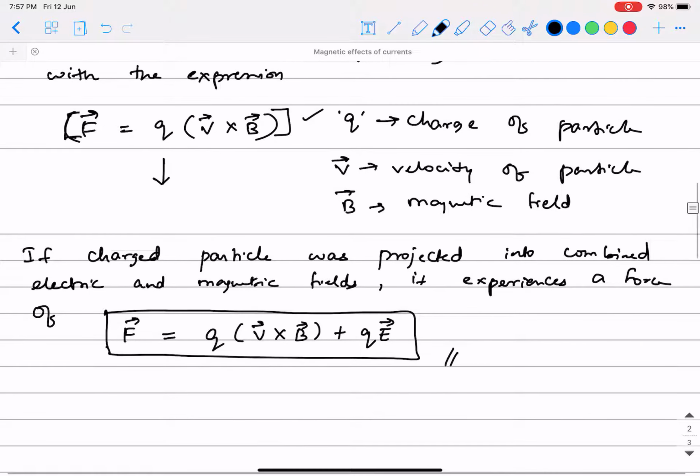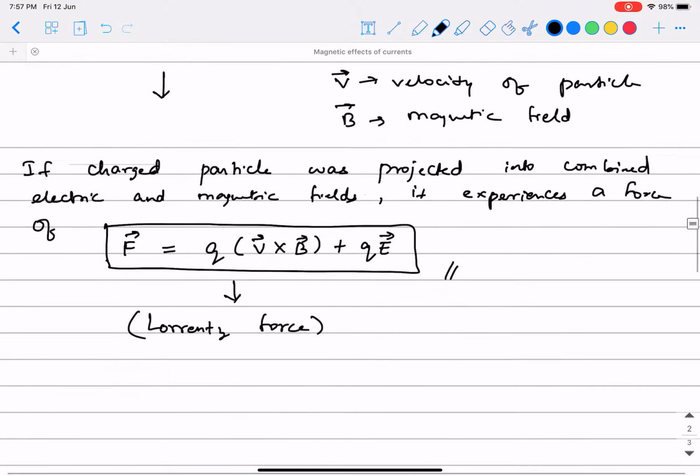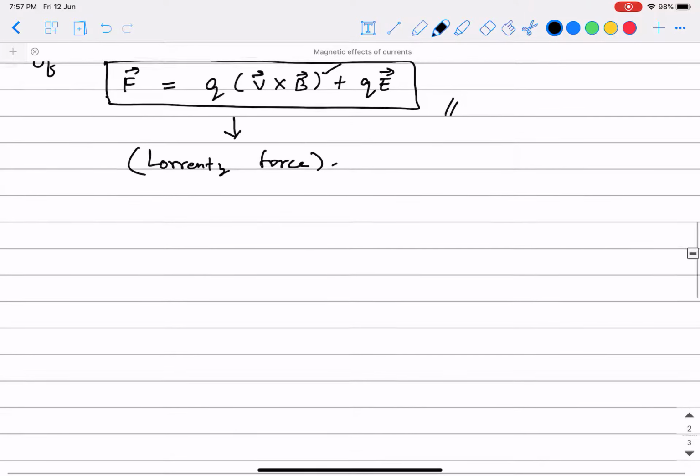Like this, right? This is going to be the amount of force the particle is going to experience, and the name of this force is called the Lorentz force. So that is what the topic is all about. In this chapter, we are mainly going to concentrate only on the Lorentz force for magnetic field. Okay, let's see how to apply this concept.